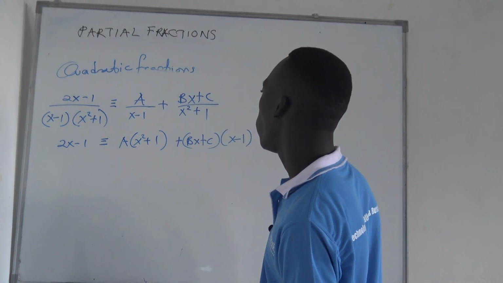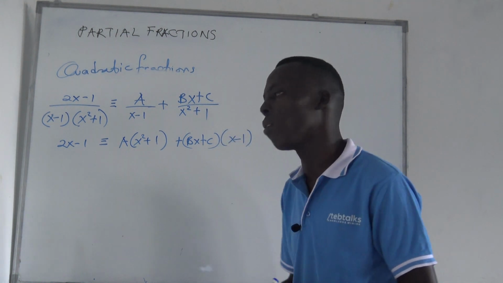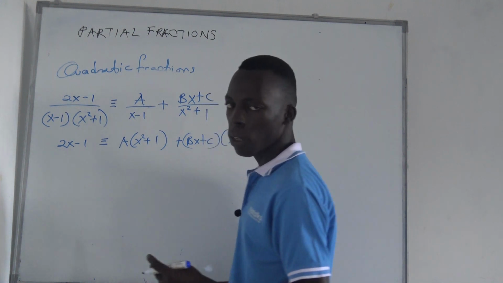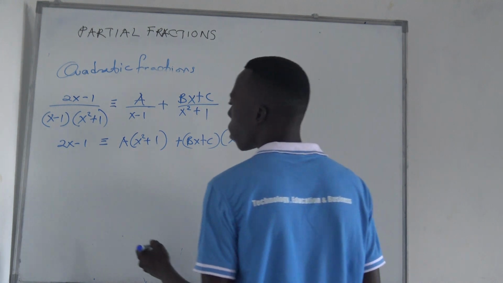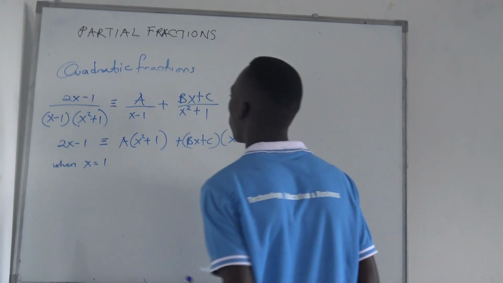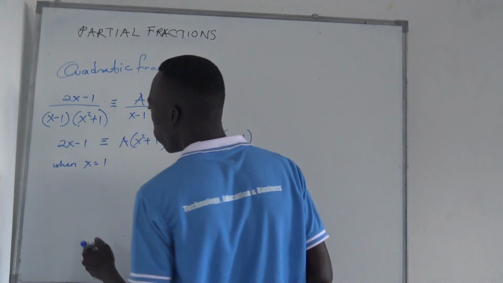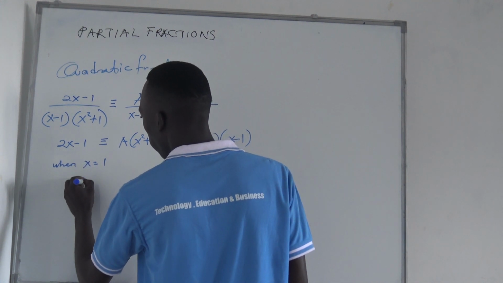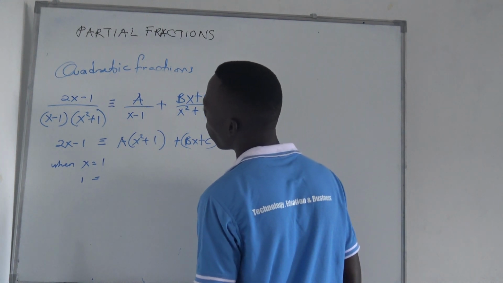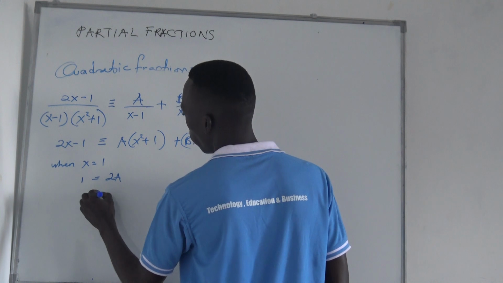So we check on the number which, when substituted, gives us a 0. Now here I have x minus 1, so this will clearly show me that when I say x equals 1 and put it in, all of this part will die to 0, so I remain with this. When I put it in, it will be 1 equals 2, plus 1, which is 2A. So our A will be equal to a half.